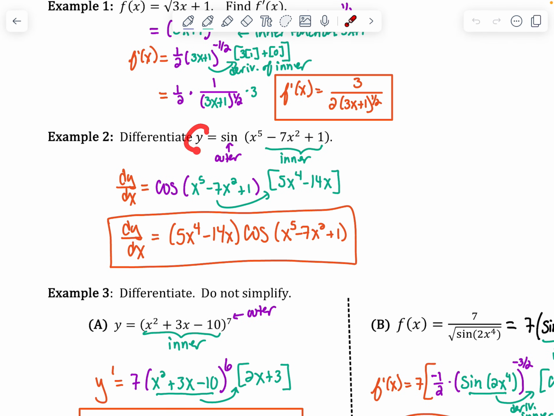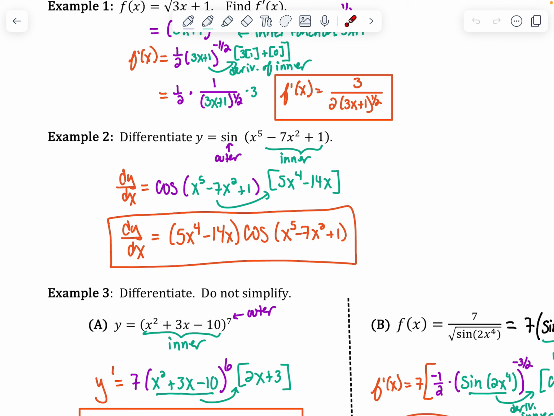Let's continue this. I'm asked to differentiate y, and I see y as the sine of a trinomial. The first thing I see is the sine, so this is the outer function. It's outside of the parentheses. I want to take the derivative of sine, which is cosine. Remember, I leave the original inner function alone, but now I'm going to take the derivative of that inner function. So the derivative of x to the 5th is 5x to the 4th. The derivative of minus 7x squared is negative 14x. And the derivative of a constant is 0, so you see nothing there.